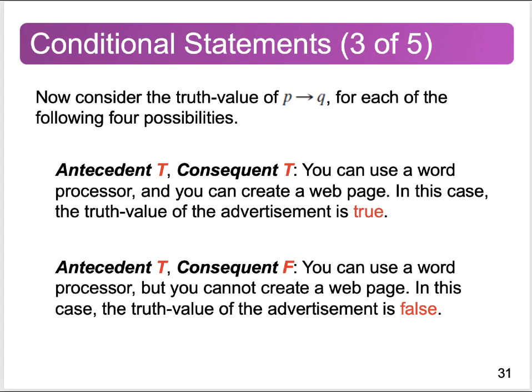Now, there are 4 combinations. They could both be true. If you have a true statement, you can use a word processor and you can create a web page, then that if-then statement would be true. You haven't made any logical mistake. But let's take a look at what happens when your antecedent is true. You can use a word processor. But the consequent is false. You can't create a web page. That means that that advertisement was giving you false information because you could use a word processor, but you couldn't create a web page. So that advertisement was incorrect.